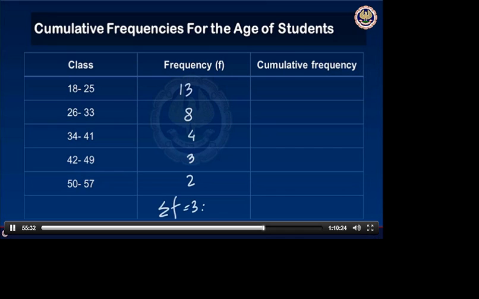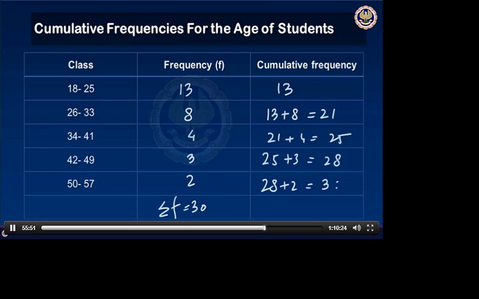This is a pretty simple exercise where we take the cumulative frequency as 13 for the first, then we're going to add 8 to this, so this comes to 21. So 21 plus 4, which comes to 25. Then we take 25 plus 3, which is 28. Then 28 plus 2, so this comes to 30. So this matches with our overall frequency. So this is the cumulative frequency for the age of students. So this solves our problem up to this stage.